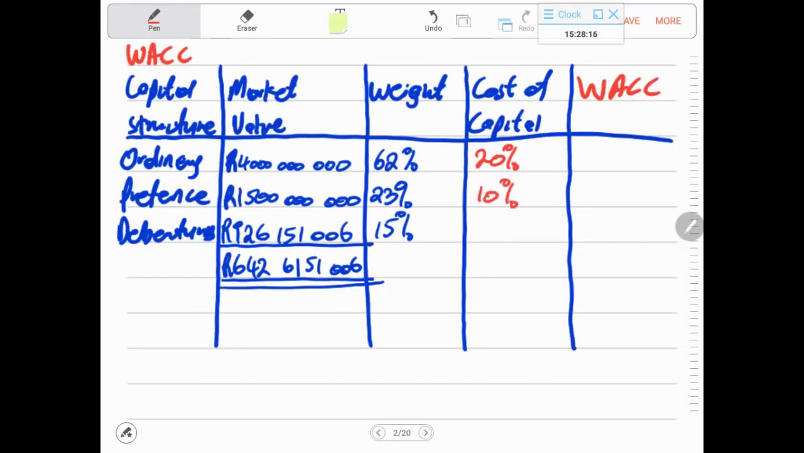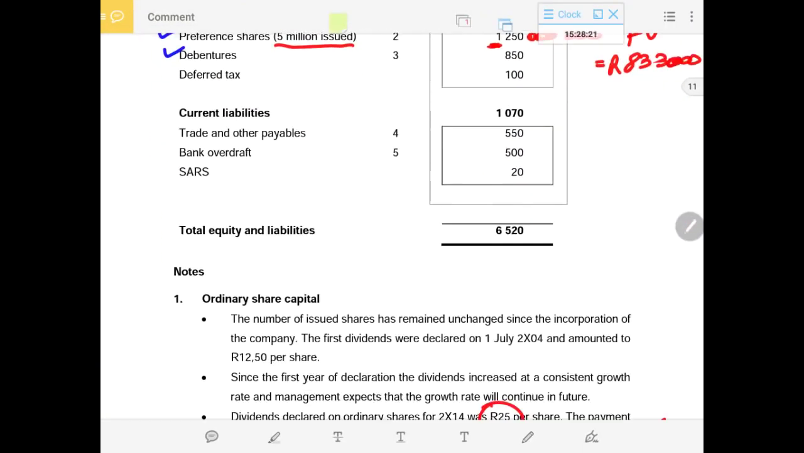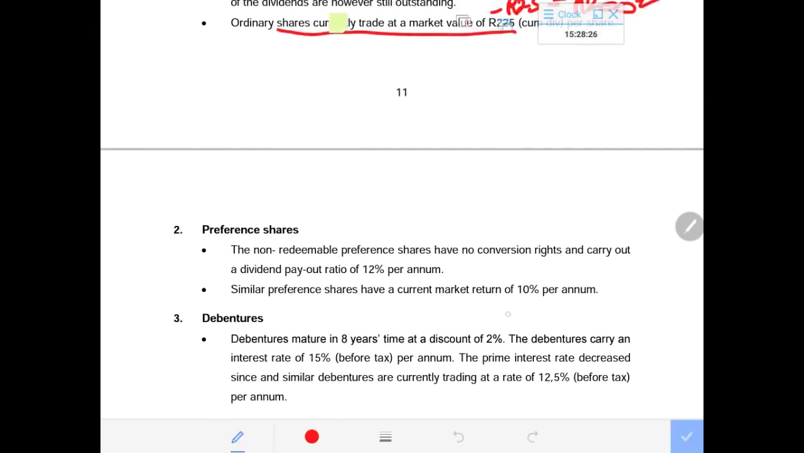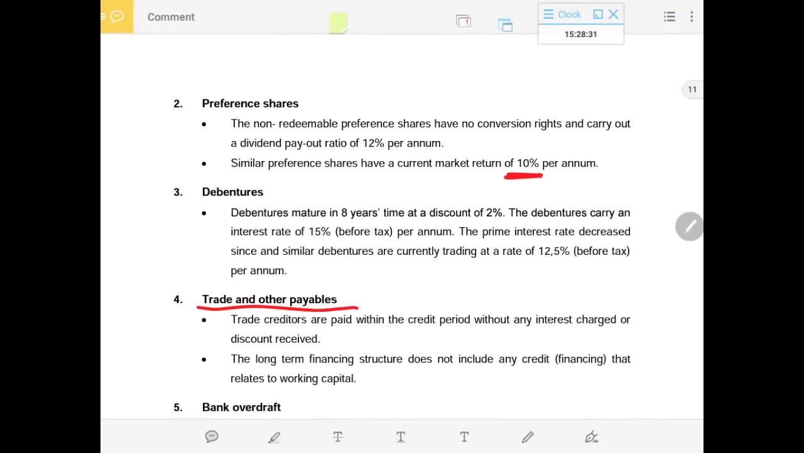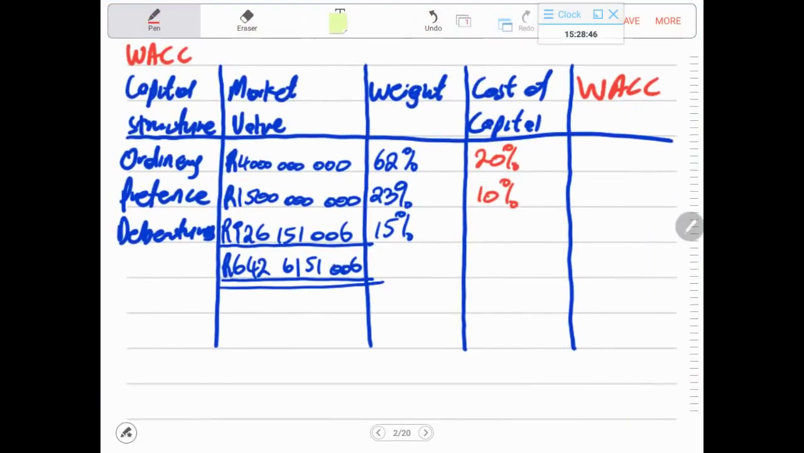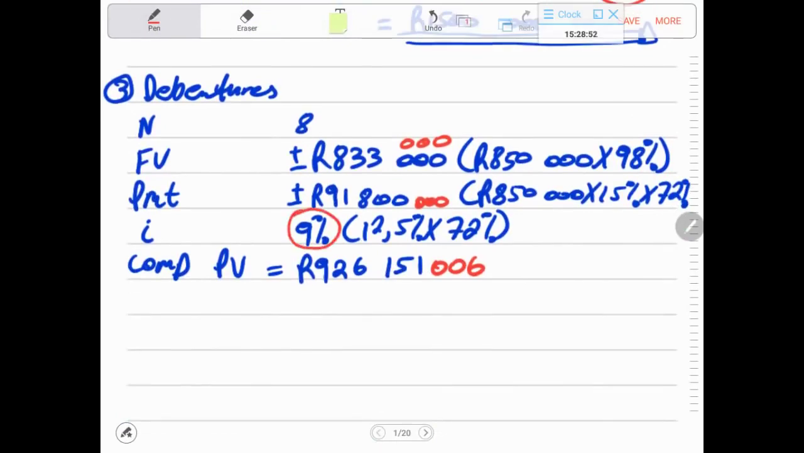According to the market, don't forget, the one that we take is the one that is according to the market. And with regard to our preference, the market rate was 10% per annum. And our debentures, we had our market rate regarding our debentures, and the market rate was 12%. Then we multiply that by 72%, and it gave us 9%, if you remember. The same 9% that we used when we calculated the present value of the debenture. And that was the same 9%.